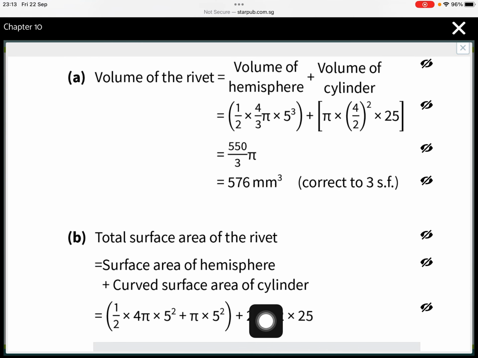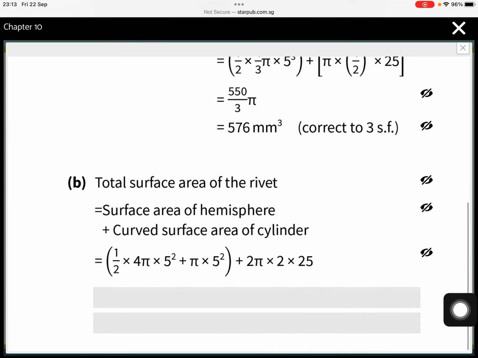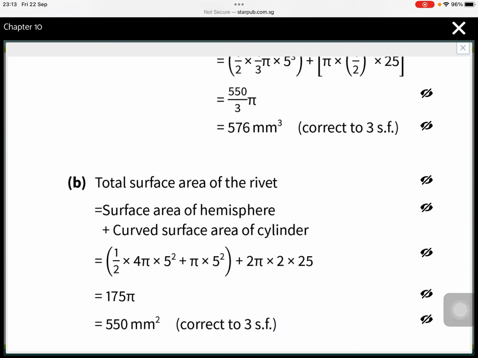So my r is actually 2, because diameter of 4 divided by 2, my radius is 2. So 2 pi times 2 times 25. So all I need to do is just to solve. So 175 pi, which is equivalent to 550 millimeter squared, correct to 3SF. So in this case, they didn't ask you to leave it in terms of pi. Then you just evaluate it out.